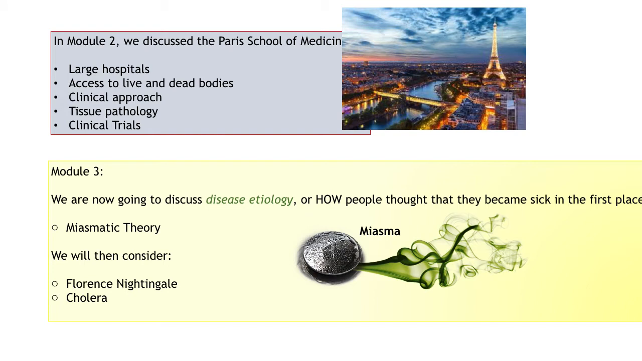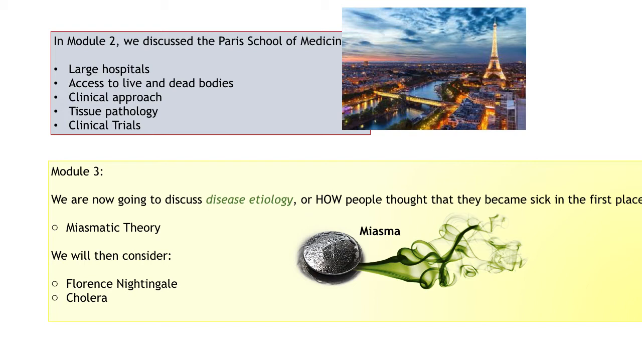In Module 2, we discussed the Paris School of Medicine, which was premised around the birth of the large hospitals, which gave access to live and dead bodies, and focused in on a clinical approach. We also saw the advent of such things as tissue pathology and clinical trials.